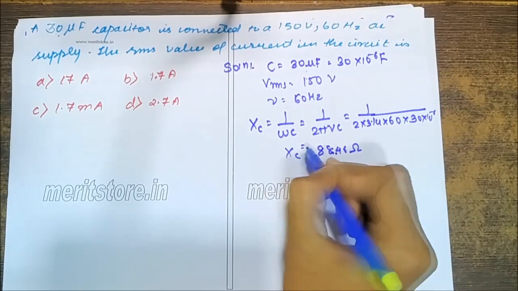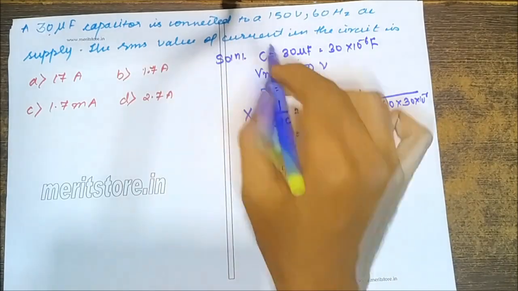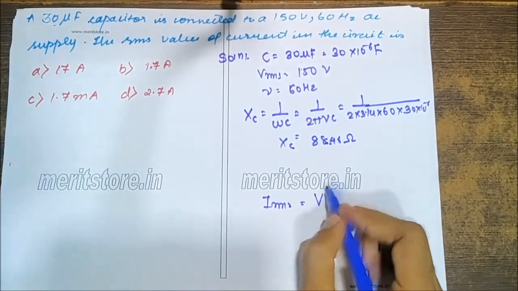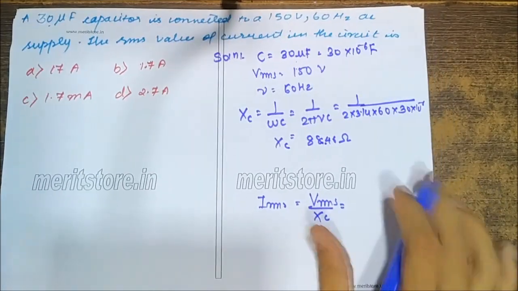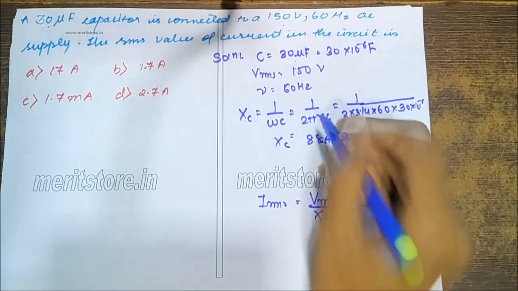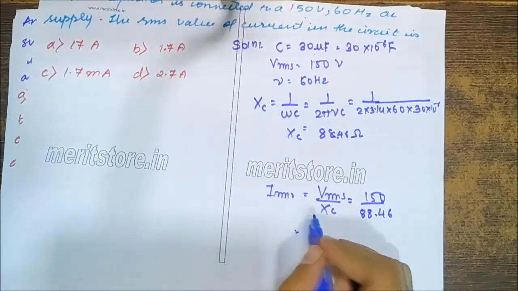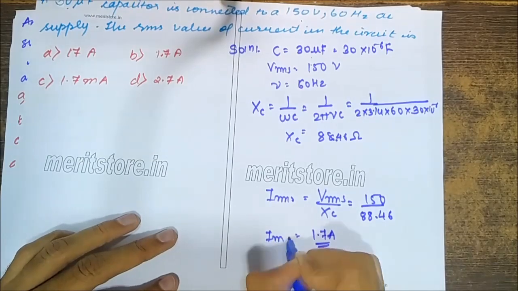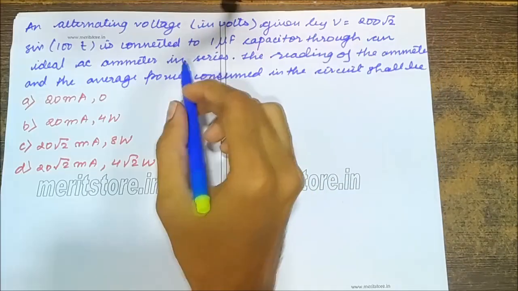Okay, that is the capacitive reactance. So the IRMS, which we have to find, that is the RMS current, has a relation that it is the voltage VRMS upon the capacitive reactance. The VRMS which we have been given is 150, upon the capacitive reactance we just found, 88.46. Dividing both of them, we get a value of 1.7 ampere of IRMS current. So 1.7 is option B, so B is the correct option.